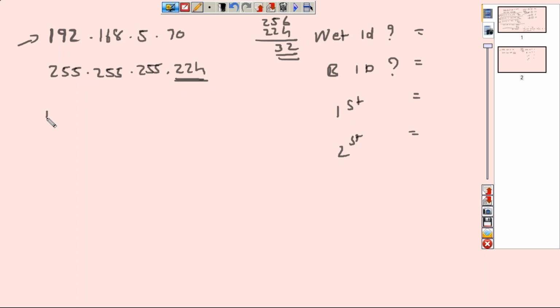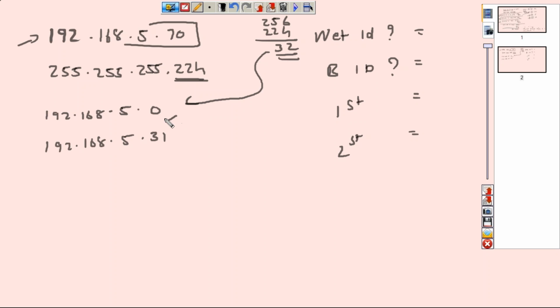Now what we're going to do is reset this to 0. So we're going to say 192.168.5.0, and we take this block size and add it to this. So what do we get? 192.168.5.31. Is the IP we are looking at inside this block? No, it does not belong to this, right? So leave it there, continue. What is the next one? 32. We again add the block size to that.